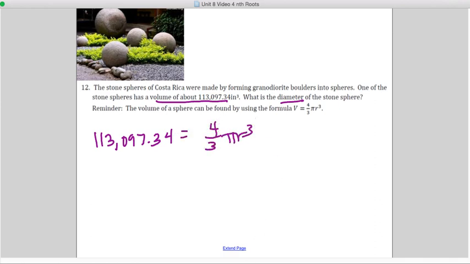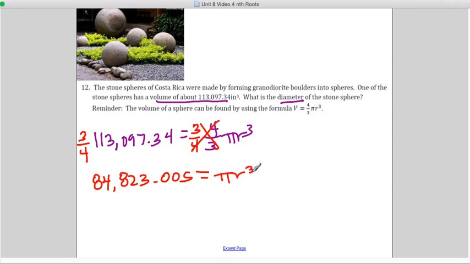So this is very similar to our problem at the beginning of the notes. So let's solve it. The way I did it is first get rid of the fraction. Multiply by the reciprocal. Those cancel. When I multiply this on my calculator, you get 84,823.005 is equal to pi r cubed.